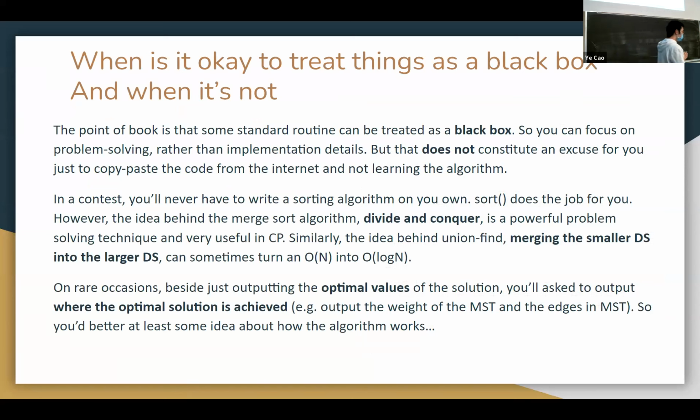And here comes the more metaphysical discussion: when is it okay to treat things like a black box and when is it not, right? When you have a piece of code in your book and you're solving a problem, sometimes it's very tempting to just use that code as a black box. For example, a max flow code, right? If I have a problem that's about bipartite matching, that's a classic application of max flow. It's very tempting to just treat the max flow algorithm as a black box and let it do things for you. That is completely okay, and that is actually what you should do.